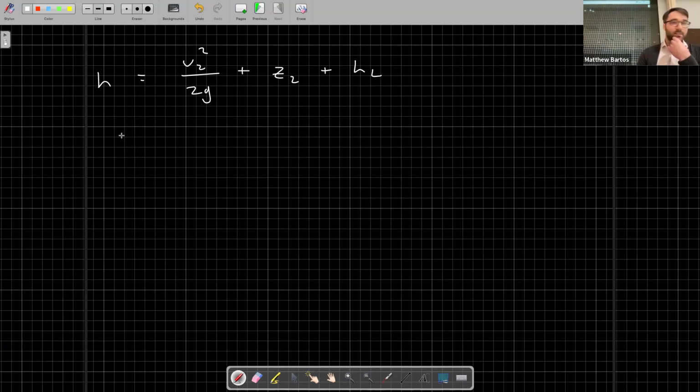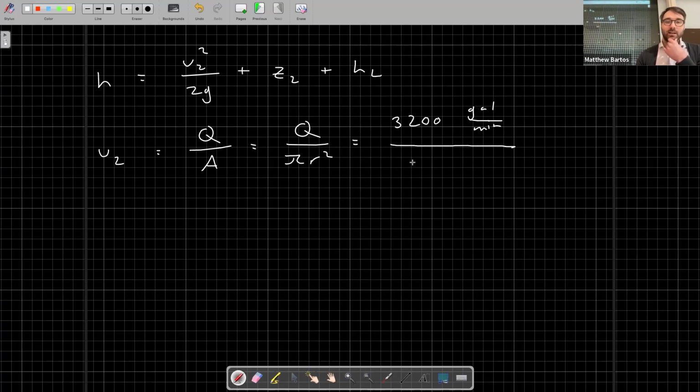Cross-sectional area, so we apply continuity. U2 will be equal to the discharge Q divided by the cross-sectional area. So that's Q over, I'm just going to use pi r squared in this case. That will be equal to 3,200 gallons per minute divided by pi times, what would the radius be? 6 inches. So this will be 6 inches squared.